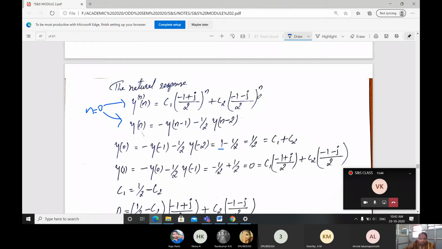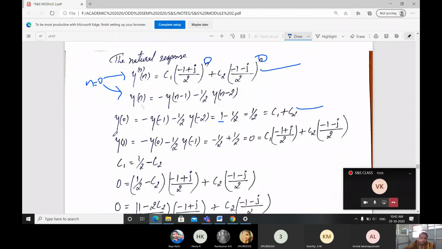And if I substitute in the natural response equation n as 0, you will be getting c1 plus c2, because power will be 0, this is 0 and this is also 0, you will be left with c1 plus c2. Then substitute n is equal to 1 in both the equations, the natural response and also the y of n equation. If you substitute, what you will be getting? You will be getting minus y of 0 minus 1 by 2, here y of 1 means 1 minus 2 is minus 1 you will get. That is equal to, what is this? y of 0 is of what? We find out from this.